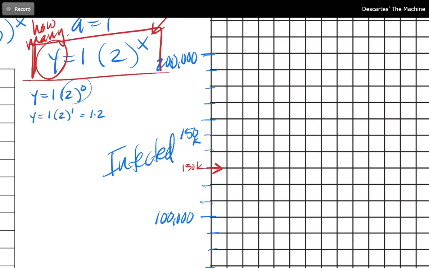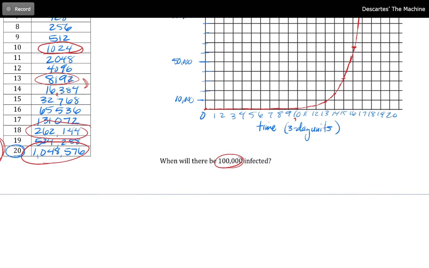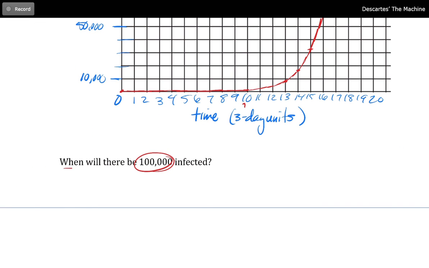Okay, but this question then turns that around. This question says when, which is a time. So this question is saying, when is the y value 100,000? Well, okay, so if y is equal to 1 times 2 to the x, it's asking after how many days, and I'm going to drop the 1, just 2 to the x.